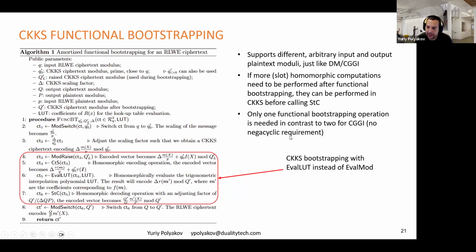And something else to note, in contrast to the TFHE family, is that only one functional bootstrapping operation is needed here. We don't need it for arbitrary LUT computation. We don't need 2 bootstrapping operations, as in the case of the TFHE family. There we have a certain negacyclic requirement, the most significant bit. No such issue here. We directly evaluate the function, so we get essentially a 2x improvement in this case.